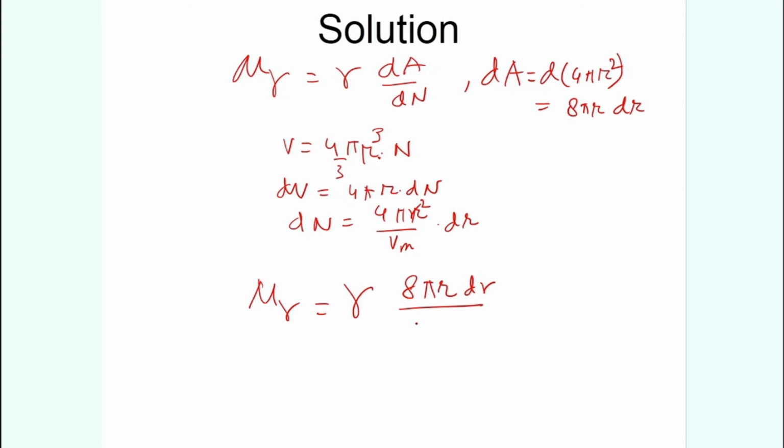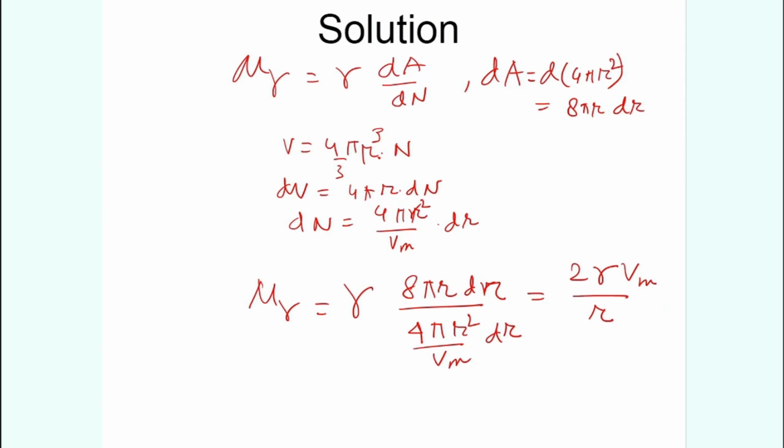dr divided by 4 pi r squared dr. So you can see this becomes twice gamma Vm by r. This is very good for a sphere actually. Okay, so this is mu r.